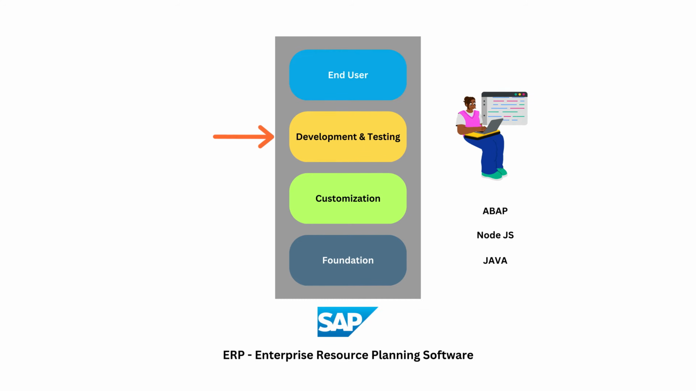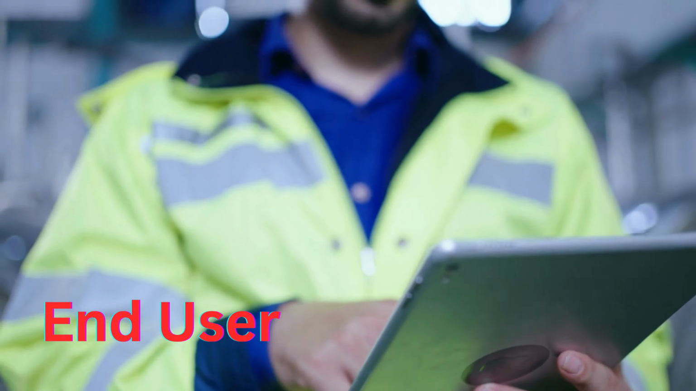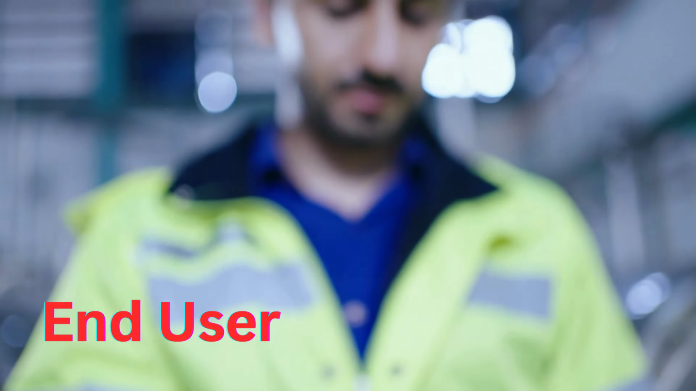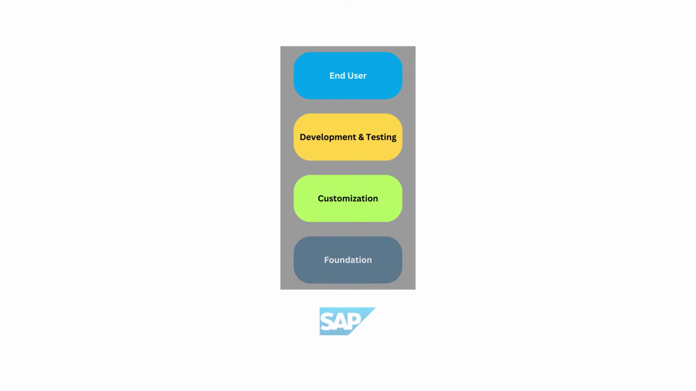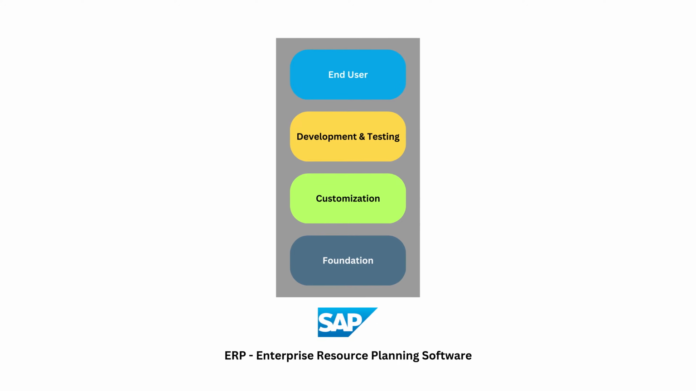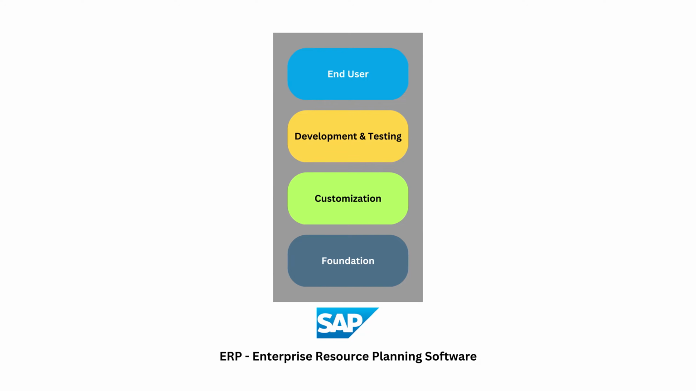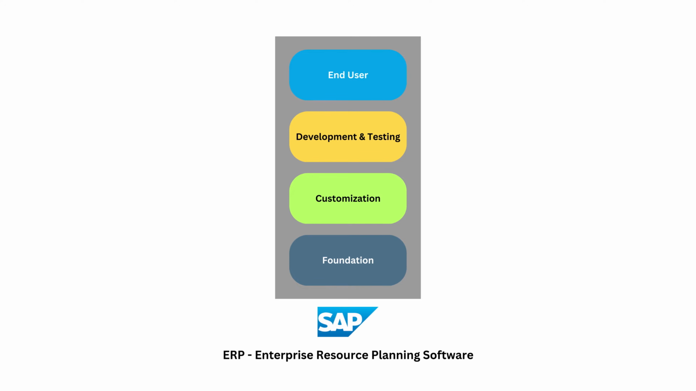And finally, once everything is tested in the quality system and moved to the production system, it is available for the end users. This is the group of community who uses your system to run the business. At a high level, these are the four activities to use SAP software. They start with foundational work, customization, development and testing, and finally, end user usage.